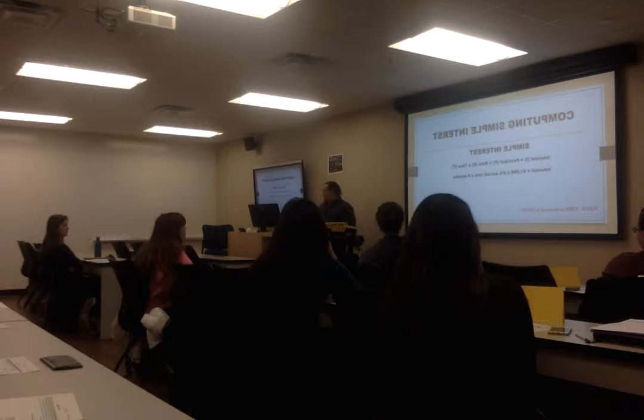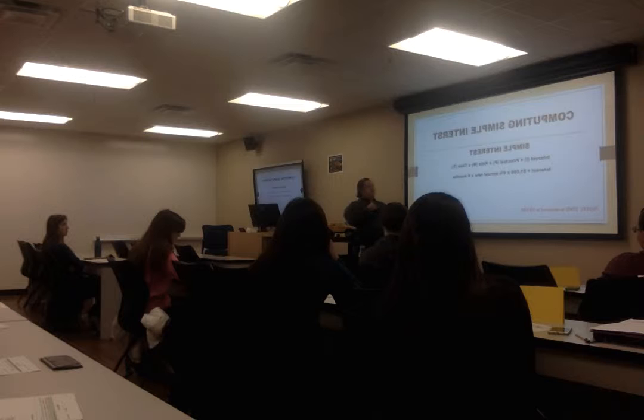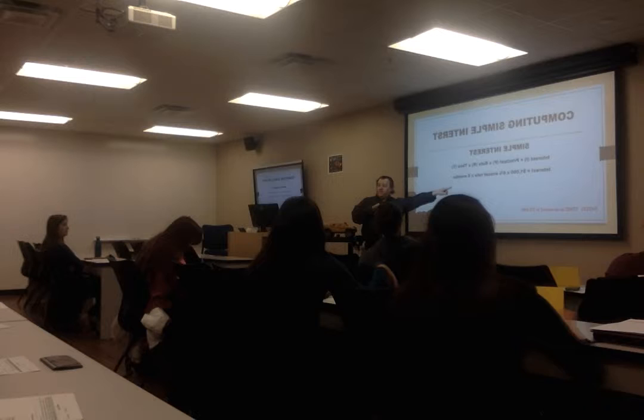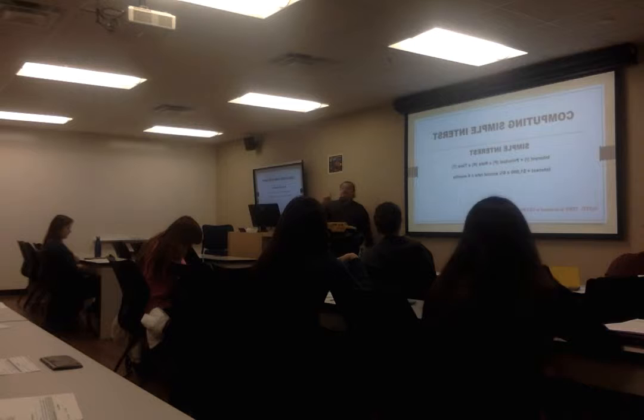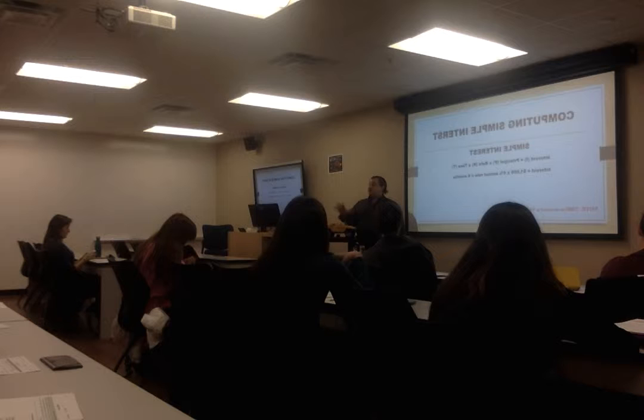So once we go back to computing interest, simple interest, principal times rate times time. And Allison, it goes back to $1,000. Let's calculate this out together. $1,000 at 6% for 6 months. Remember, simple interest is calculated in years. $1,000 at 6% for 6 months is how much?